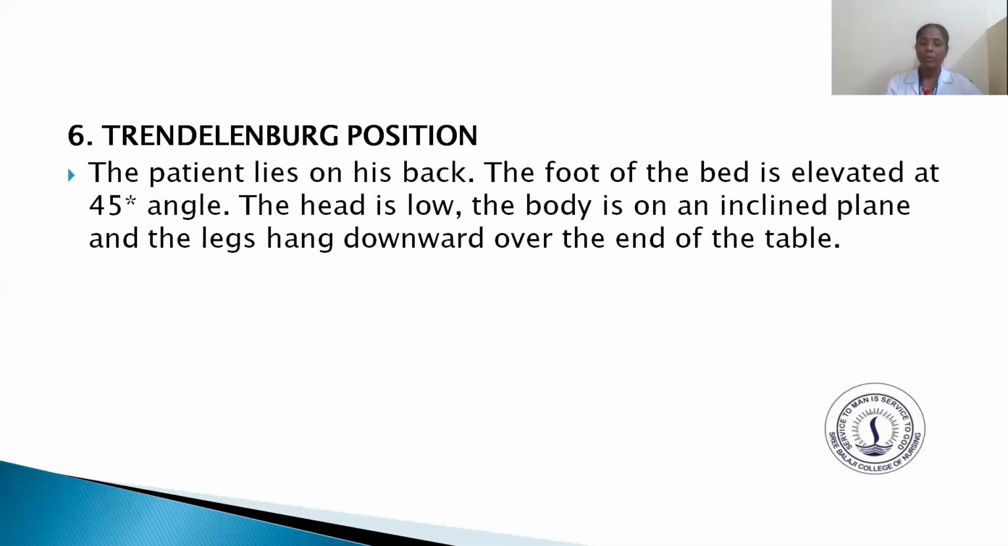What is the meaning of that? The patient lies on his back. The foot of the bed is elevated at a 45-degree angle. The head is low. What will happen? The head is at a low level and the foot end is elevated at a 45-degree angle. The body is on an inclined plane. The two legs hang downwards over the end of the table. So the patient is more comfortable in this position.